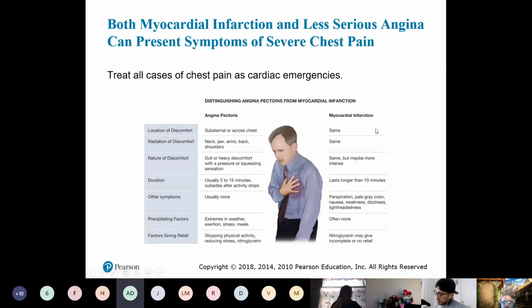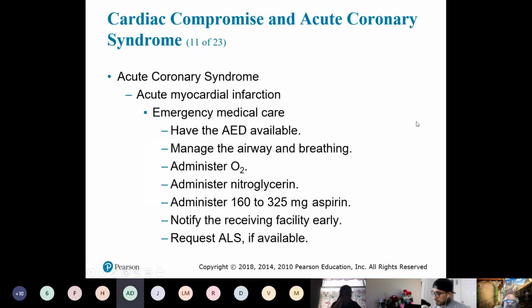Kind of talked about it, MI. So, you notice how pretty much it's the same, although an AED, having it available in case they go into cardiac arrest. Remember, there is a difference between cardiac arrest and heart attack. Cardiac arrest is where the heart stops. There's no pumping going on.